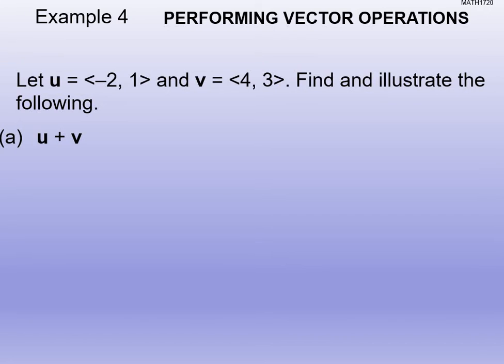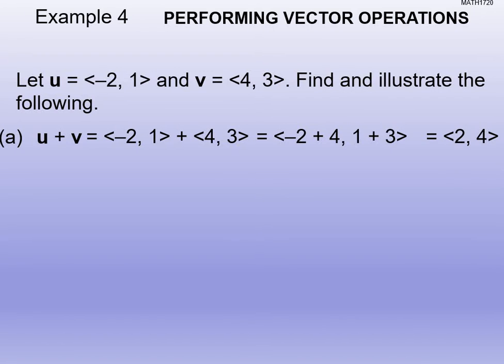All right, so let's take a look at this example here. We're going to let the vector U equal -2, 1, and the vector V be 4, 3. We're going to find U plus V first. All right. So that should be fairly simple for us. We're going to take -2 plus 4. All right, so that should give us a +2 there. And we're going to take 1 plus 3, which should give us a +4. So our answer should be 2, 4.